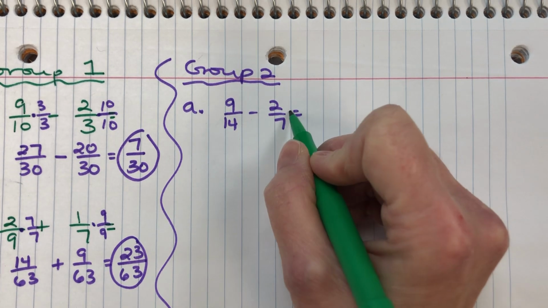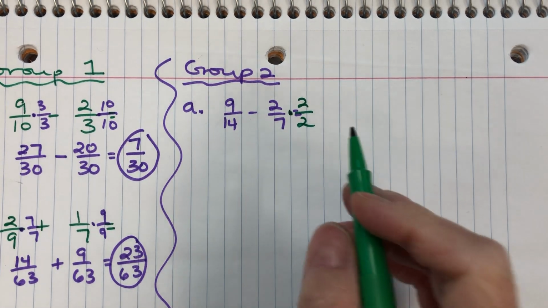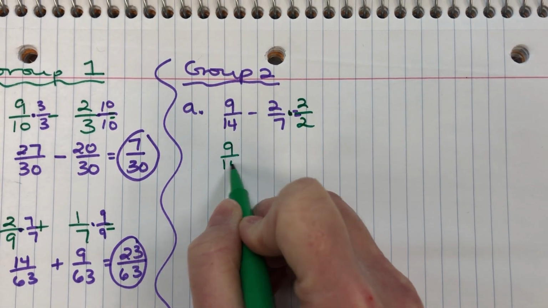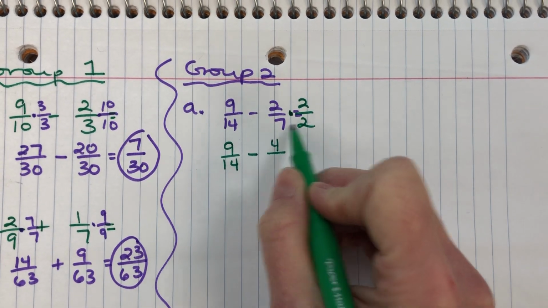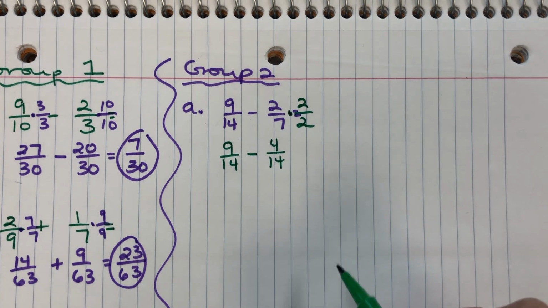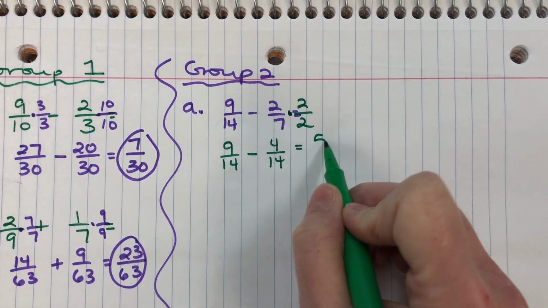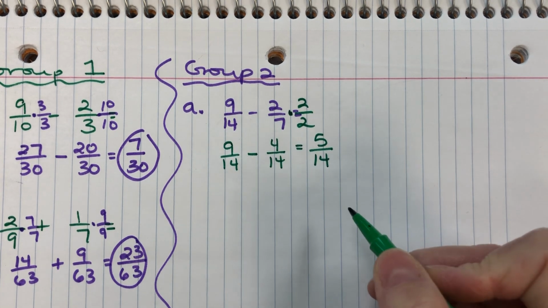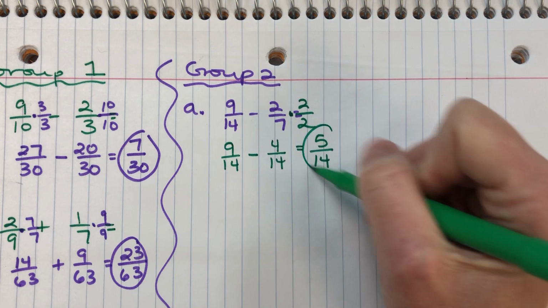So when that happens, we only have to change 1, and you should only be changing 1 of them. So my new problem is 9/14 because it doesn't change, minus 2 times 2 is 4, and 7 times 2 is 14. So I have 9/14 minus 4/14. 9 minus 4 is 5. My denominator stays the same. There's not a number that goes into both 5 and 14 other than 1, so we're good to go.